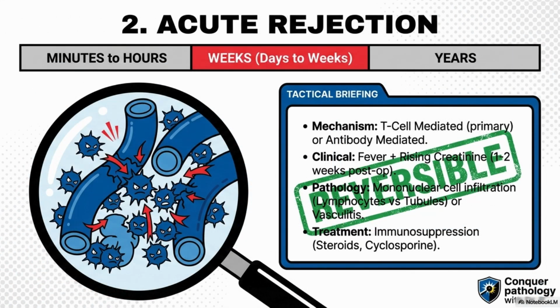Type 2, acute rejection. The time frame here is weeks, usually days to weeks. Mechanism is primarily T-cell mediated, though antibodies can play a role. Clinically, the patient presents with fever and rising creatinine. You will see mononuclear cell infiltration, lymphocytes attacking the tubules. Is it treatable? Yes, it is. The treatment is immunosuppression with steroids or cyclosporin.